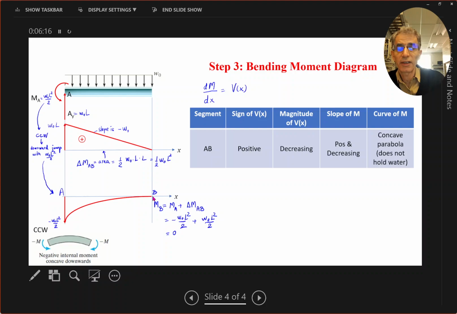Again, to calculate the value of the moment at B, we start from point A, like we said, and then look at the change from A to B. This means the area under this curve of the shear force, which is exactly the area of this triangle, the yellow triangle that I put there. In this case, the shear is positive, and this side is the length of the beam. It's easy to calculate, and we get the moment at B as being zero.